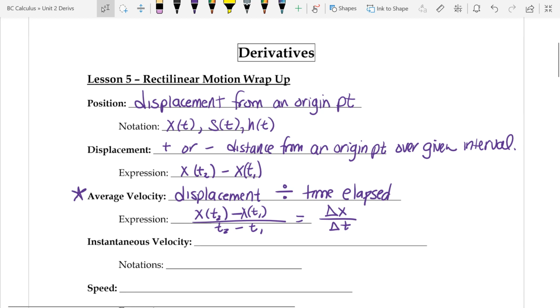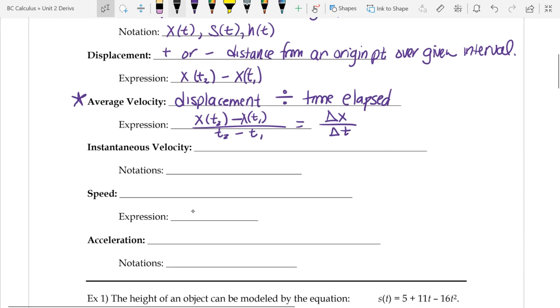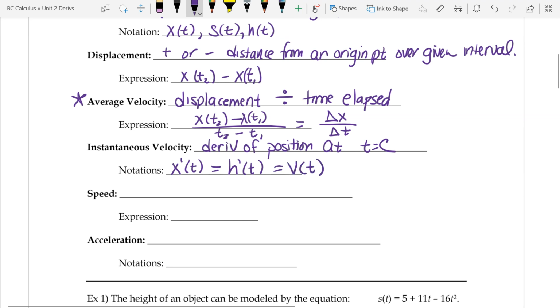Instantaneous velocity, on the other hand, is your derivative. That's your velocity at one specific time. So my instantaneous velocity is the derivative of position at some value of t, like t equals c. You can call that x prime of t, you can call that h prime of t, you can also call that v of t, as long as I know where your v came from. You can't just make v come out of nowhere. You have to set it equal to h prime so I know what derivative you took.